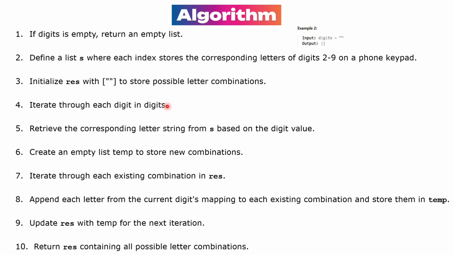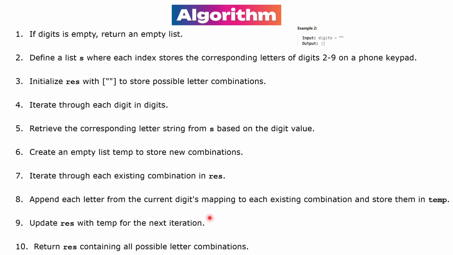And the next step is to iterate through each digit in the given input string. For each digit, we retrieve the corresponding letter string from our list based on the digit's value. We then create an empty list for temporarily storing the new possible combinations formed from these iterations. Next step is to iterate through each existing combination in the result list and append each letter from the current digit's mapping to that combination. So again we store these newly formed combinations in the temporary list.